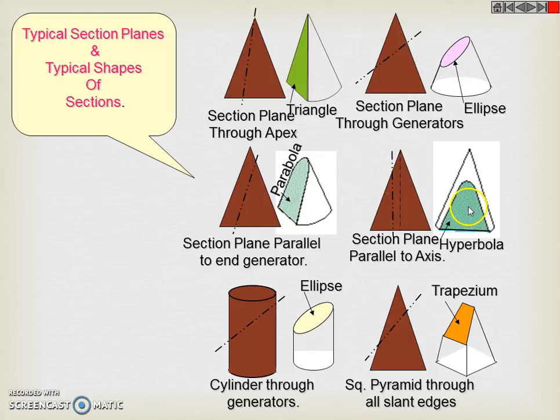Similarly, a cylinder also we can cut through the two generators, inclined to the axis, and we will get an ellipse. So these are some of the basic shapes that we can get by different positions of the cutting plane for the right circular cone and the cylinder.